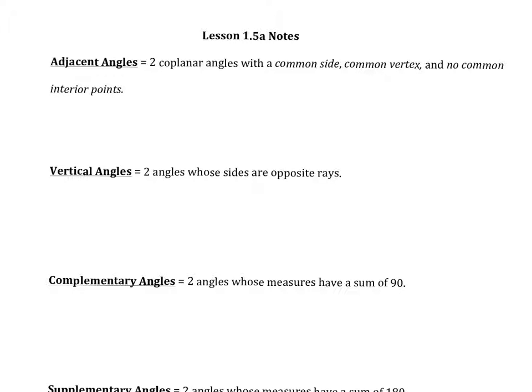This lesson is exploring angle pairs, different types of angles that are going to come into play. The first, and I got the definition up there for you, is two coplanar angles with a common side, common vertex, and no common interior points. Do you remember what the interior of an angle was? We went over that yesterday, right?